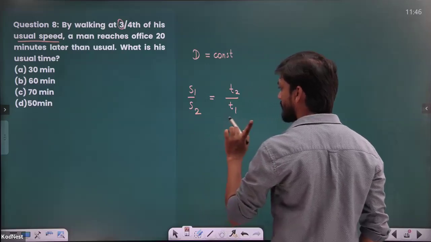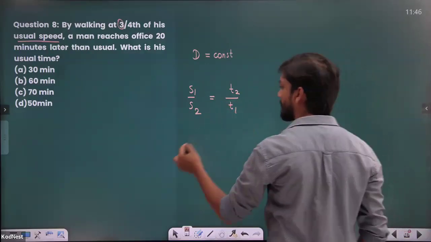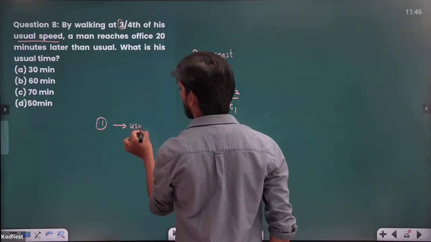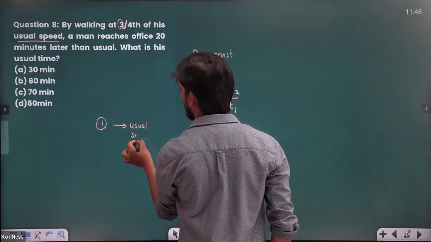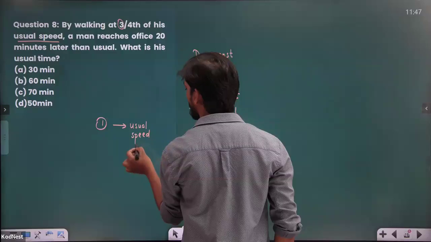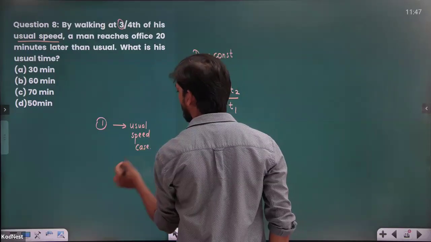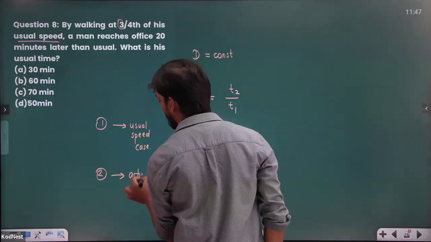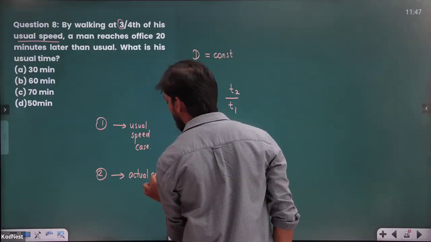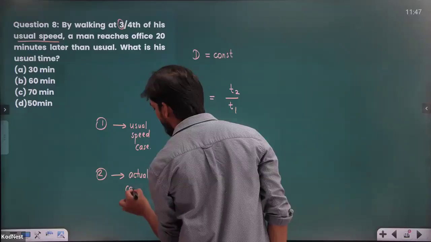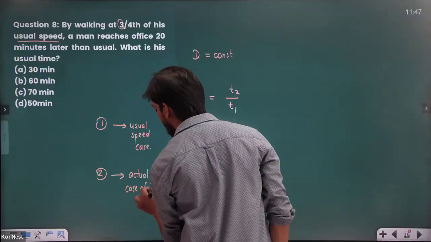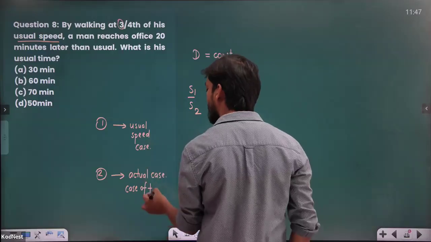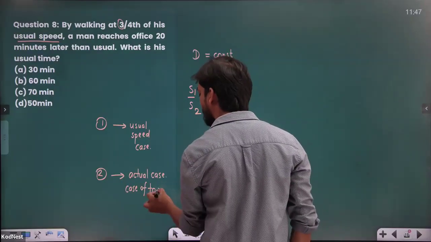Carefully answer. First, you have to decide what is 1, what is 2. I'm assuming 1 is the usual speed case. The number 1, that means usual speed case. And number 2 is the actual case, or suppose it is the case of today. Usually you travel at these values, but today you are traveling with these values. Case of today.